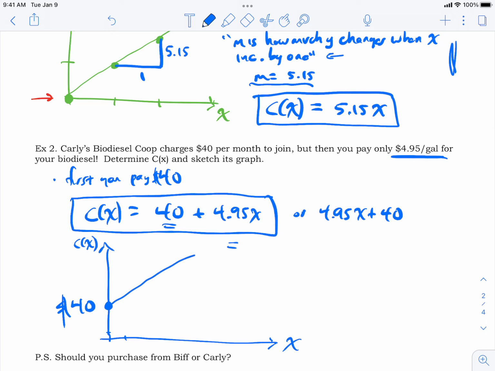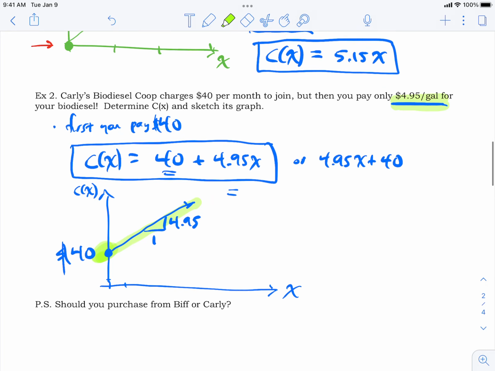So anyway, the slope is the same idea. Over 1 gallon, up $4.95. That's your slope. I like that picture. It's a pretty cool picture. It kind of shows you, yeah, there's my y-intercept, and that's my slope. $4.95 is my slope because it's $4.95 each. But I'm starting at 40, so where you start is your y-intercept, or your little b. And it's beautiful. I like it.